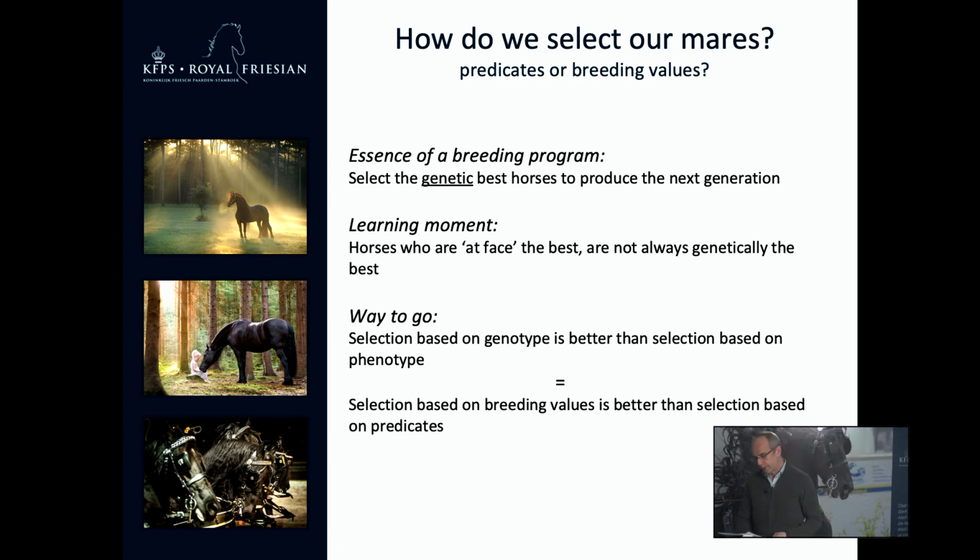The essence of a breeding program is that we select the genetically best horses to produce the next generation of foals. And what makes that difficult, as the more experienced breeders know, is that the horses that are at face value the best horses, that have the best phenotype, are not always the best genetic horses. We should aim to select more for genotype, what's in the DNA of the horses, instead of selecting on phenotype.